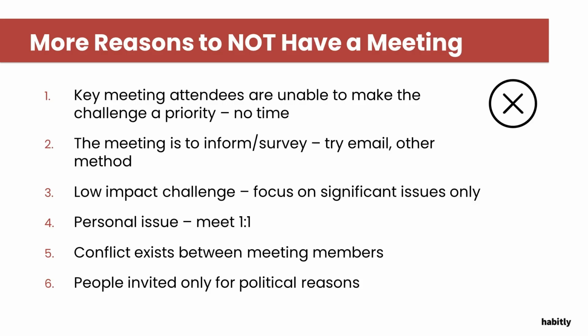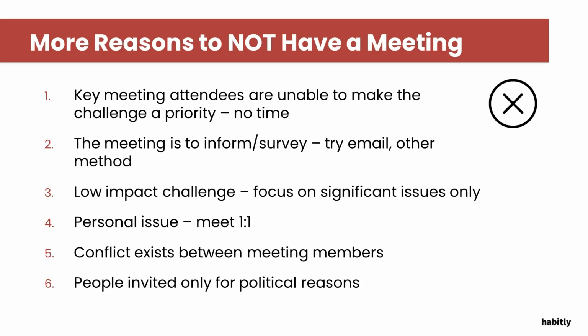Number two, the meeting is to inform or survey people. Well, why not do that via email or another method? Why take meeting time? Number three, it's a low impact challenge, the reason for the meeting. Have meetings to focus on significant issues only. And that includes regular updates, by the way, and regular follow-up. Those are important reasons for meeting.